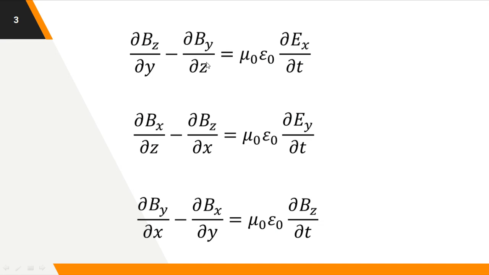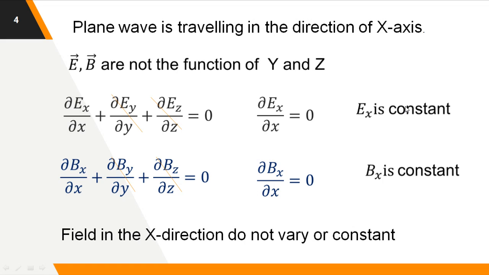Similarly, the fourth equation in terms of components. The components are written as i j k, dou by dou x, dou by dou y, dou by dou z, and then Bx, By, Bz or Ex, Ey, Ez. In that way we have written this. Now equations 1, 2, 3, 4 are written in their components. Now this is the assumption we make.